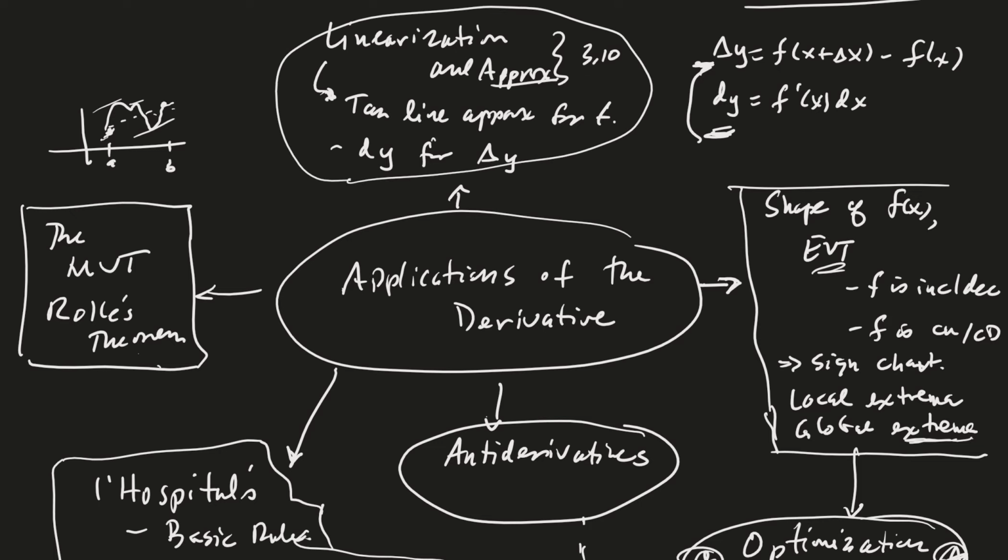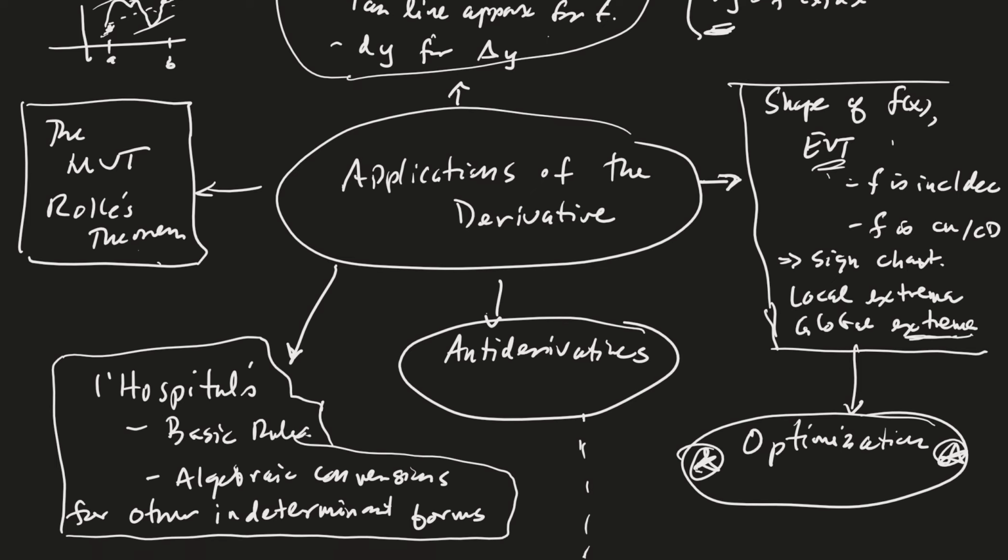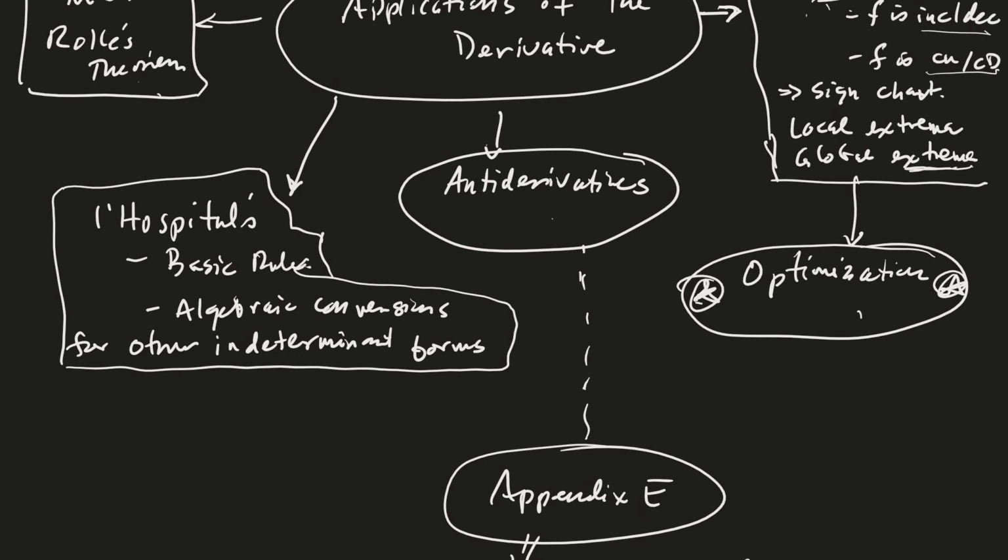Again, we have our linearization and tangent line approximations, shapes and the extreme value theorem, increasing, decreasing, concave up, concave down, optimization, antiderivatives, L'Hôpital, mean value theorem, and Appendix E. Good. So that's what's going to be on the exam. In the next video, we'll just try working through a few random problems. See you then.